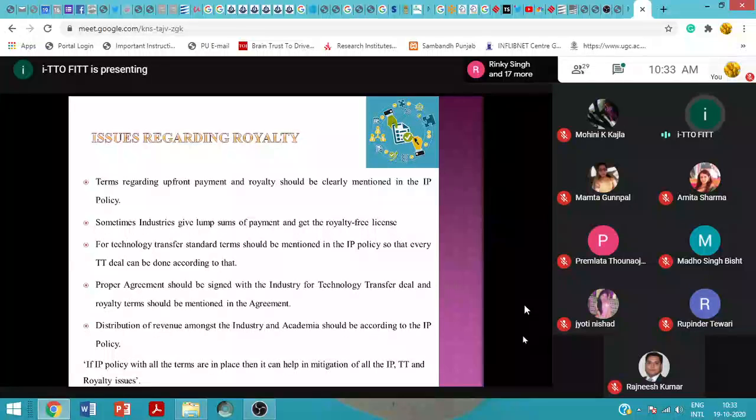Issues regarding royalty. Terms regarding upfront payment and royalty should be clearly mentioned in the IP policy, and it depends upon the valuation of technology. Sometimes what happens is that industry gives a lump sum payment to academia and gets a royalty free license, which I would say is a loss to the academic institution. Why? Because when you transfer your technology, you are not aware of the worth of your technology, which down the line maybe can act as robust technology as per the situation.